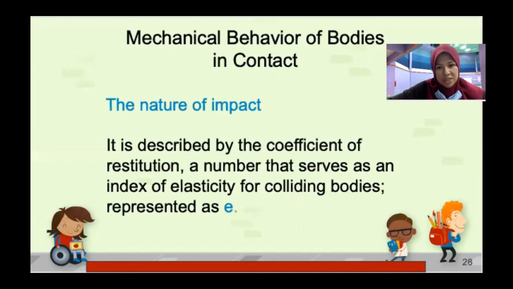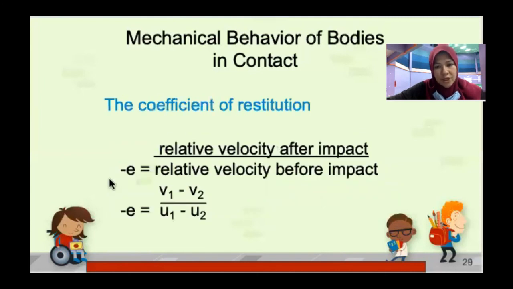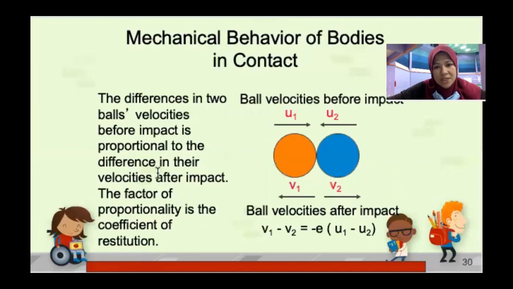So the nature of impact is described by the coefficient of restitution, a number that serves as an index of elasticity for colliding bodies and is represented as e. Right? So the coefficient of restitution is negative e equals relative velocity after impact divided by relative velocity before the impact. Okay. And next, the difference in two balls' velocities before impact is proportional to the difference in their velocities after impact. The factor of proportionality is the coefficient of restitution, okay, yang akan menyebabkan impact tu berlaku.